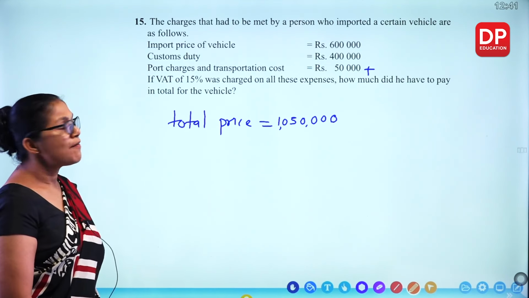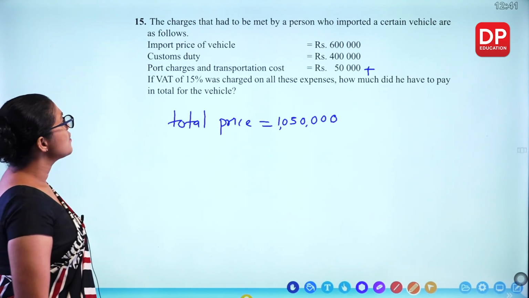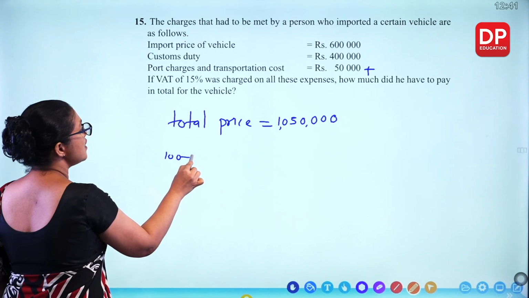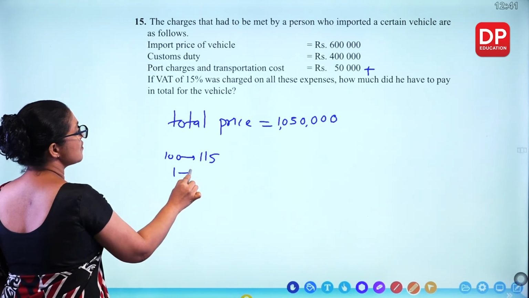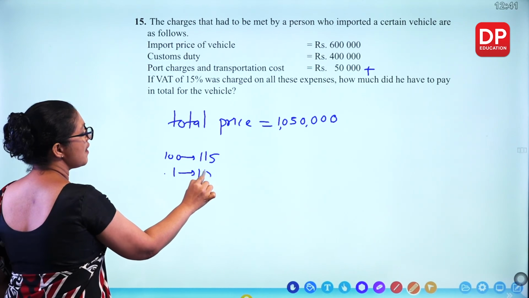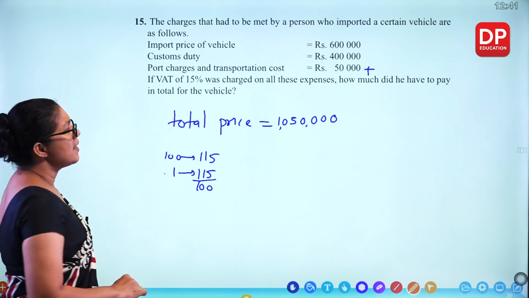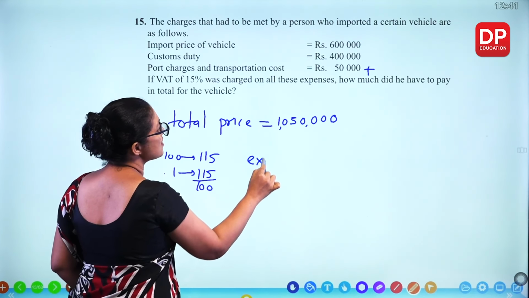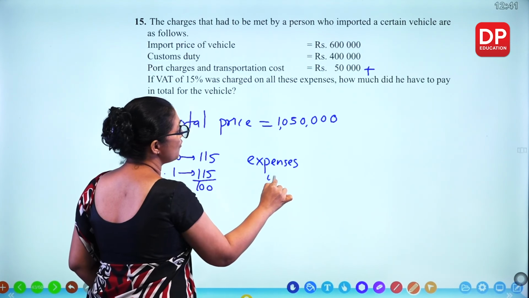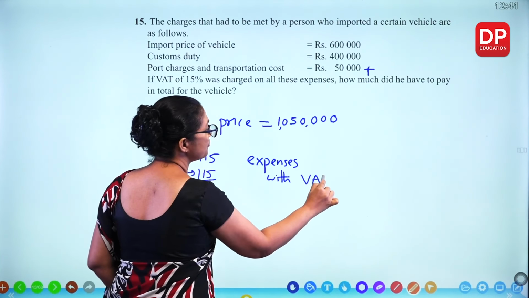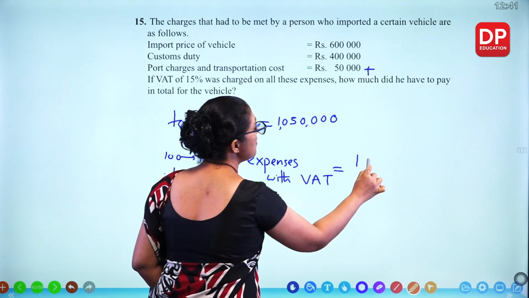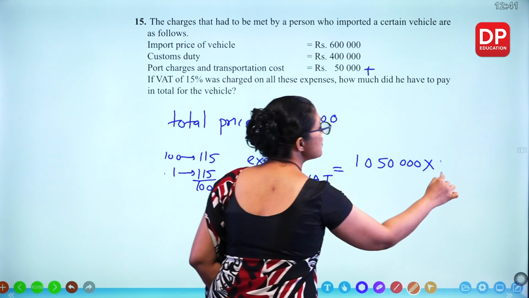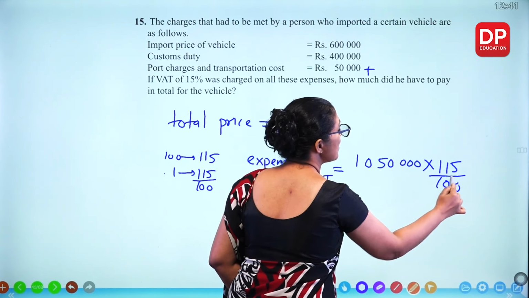And you need to pay 15% for this as VAT. So we can straight away find out. If this is 100, you have to pay 115. So it's 115 divided by 100. So you need to find out the expenses with the VAT value, which is equal to 1,050,000 multiplied by 115 divided by 100.